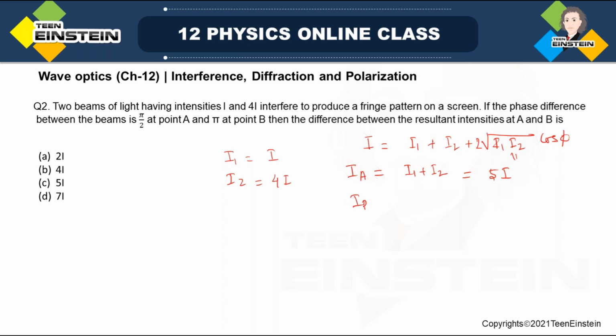And what is the intensity at B? Here the phase difference phi is pi. Then it will be I1 plus I2 minus, because cos pi is minus 1. This is I into 4I, so 4I.